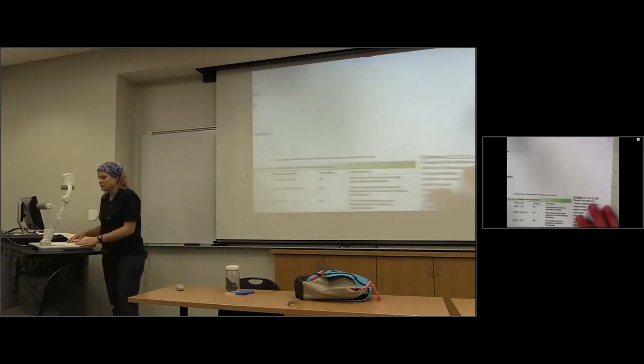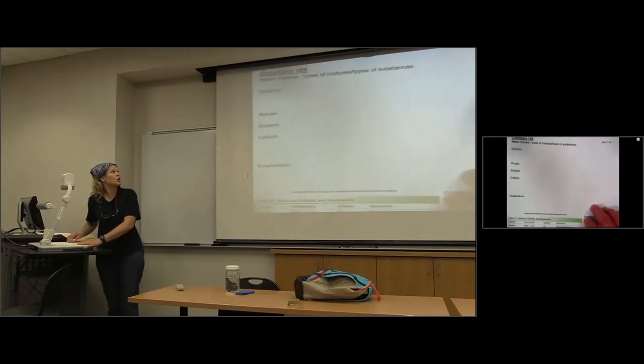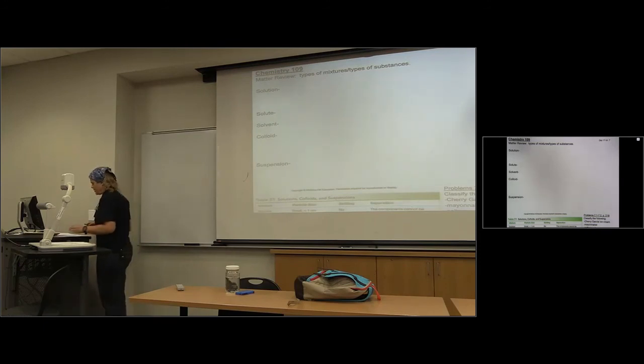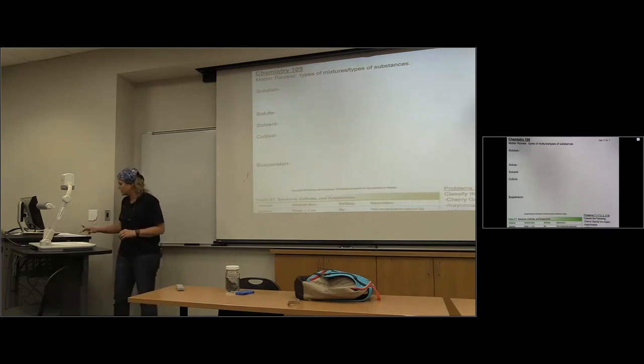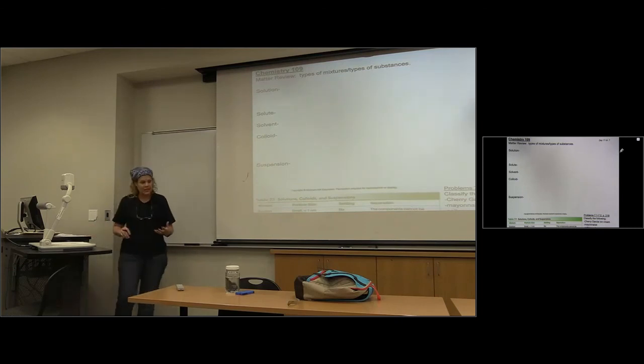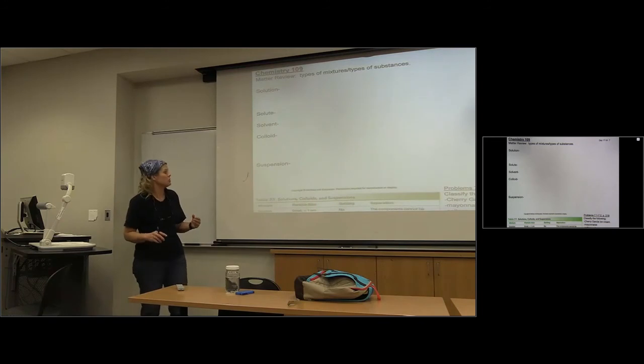We talked about two different types of mixtures early in the semester. What were they? Homogeneous and heterogeneous. Very good. Now what we are going to focus on are still homogeneous and heterogeneous mixtures, but we're going to come up with some fancy words for them.